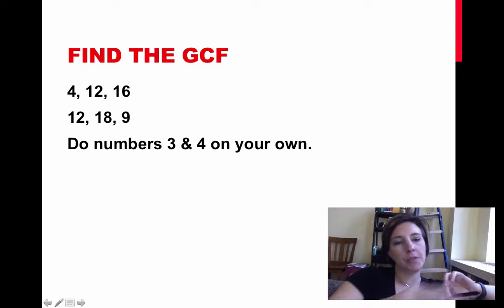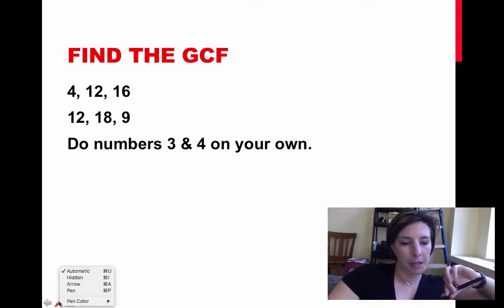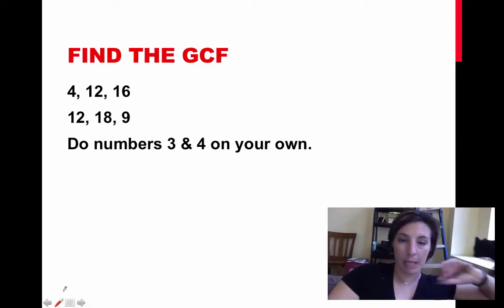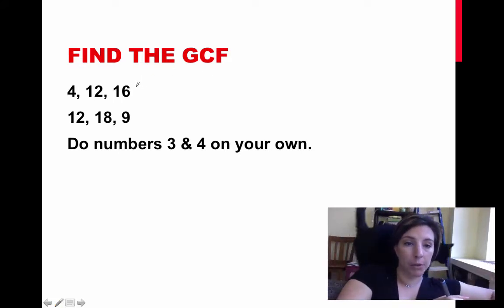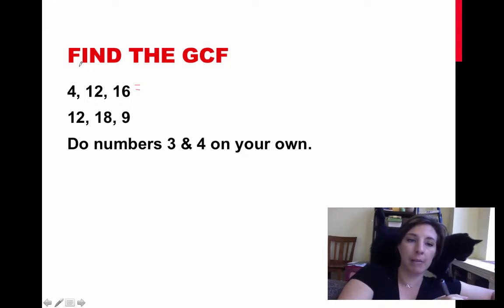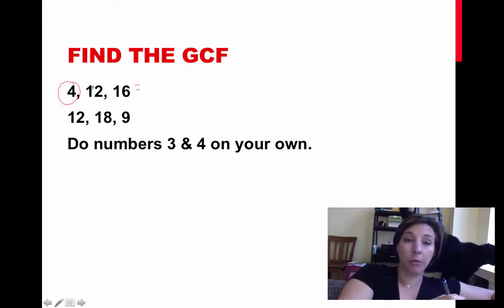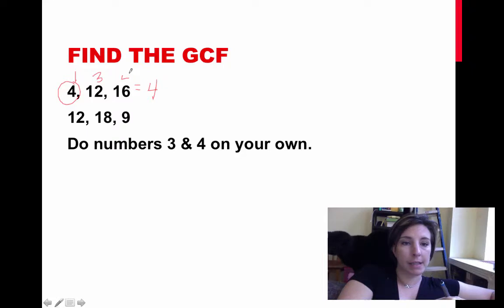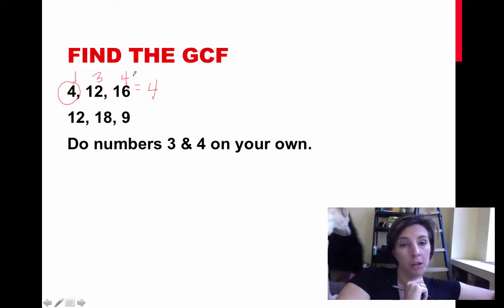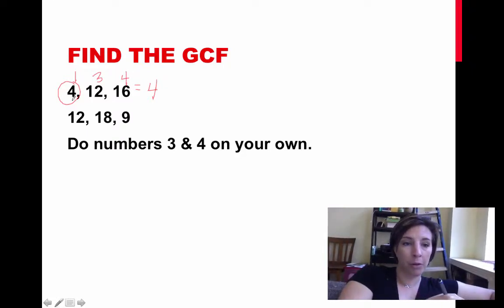All right, so this is just finding the greatest common factor. The greatest common factor is the number that goes into all of these numbers evenly. So sometimes it's actually one of the numbers. In this case, the greatest common factor is going to be 4, because 4 divided by 4 is 1, 12 divided by 4 is 3, and 16 divided by 4 is 4. So 4 goes into all of those evenly. It can't be anything bigger than 4 because 4 is our smallest number, and that's the biggest number you can get.